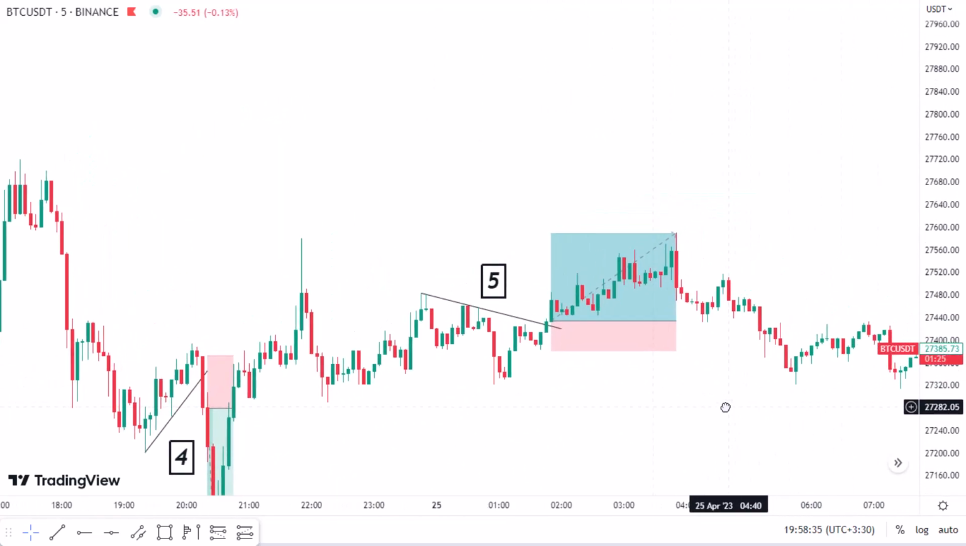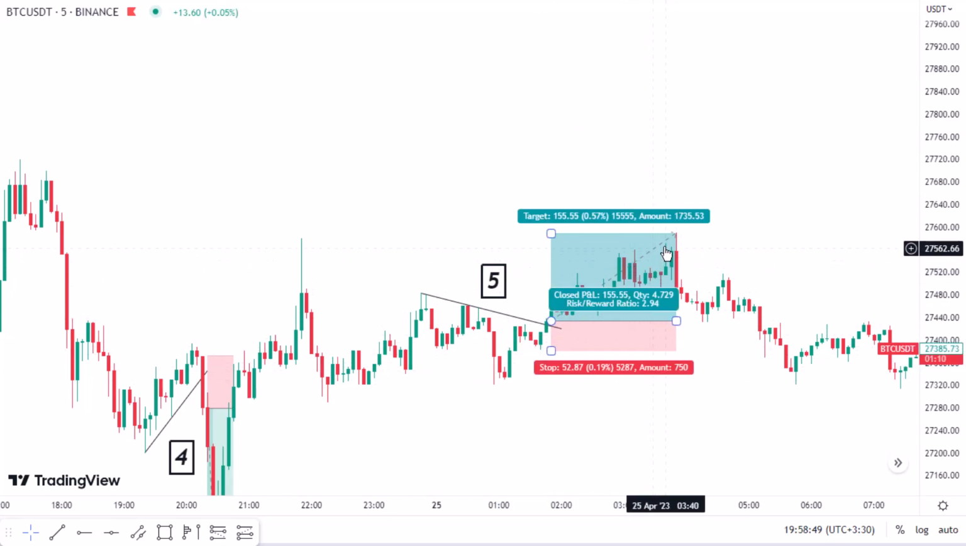On the last position, we have this trend line with 1 2 3 4 touches on that. On the 5th time, it was broken here to the upside. We could risk here and enter buy position, put our stop loss below the candle, and it gives us a reward of a bit lesser than 3 somewhere here.